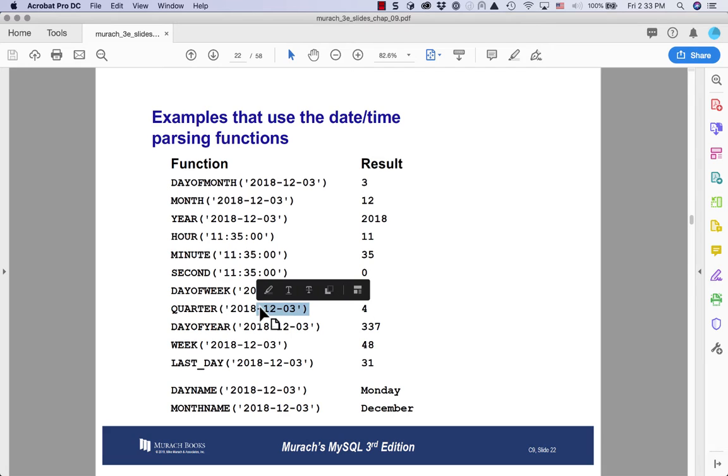The number of the quarter, this is a December date, it's in the fourth quarter. The day of the year, this is day number 337. The week of the year, this is in week number 48. And the last day will give you the last day of the month, so you can tell how many days are in that month. This is particularly helpful for months like February, where we don't know the last day of the month unless we know what the year is. The day name, this is a Monday, the month name, this is December.